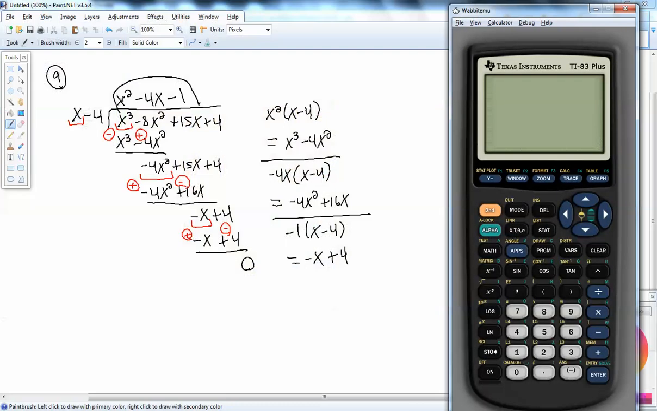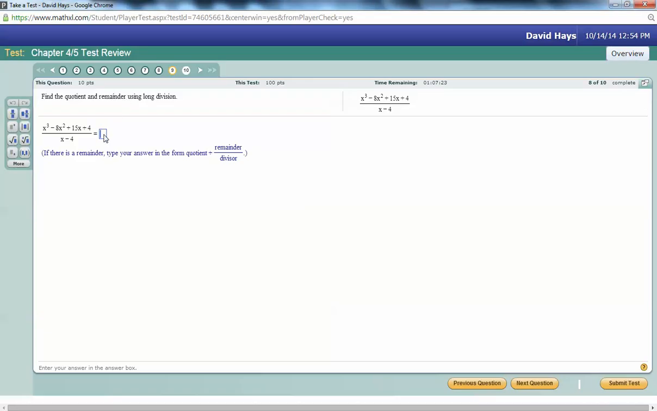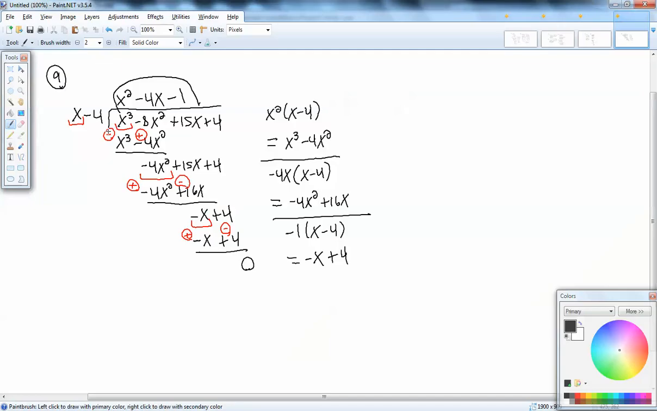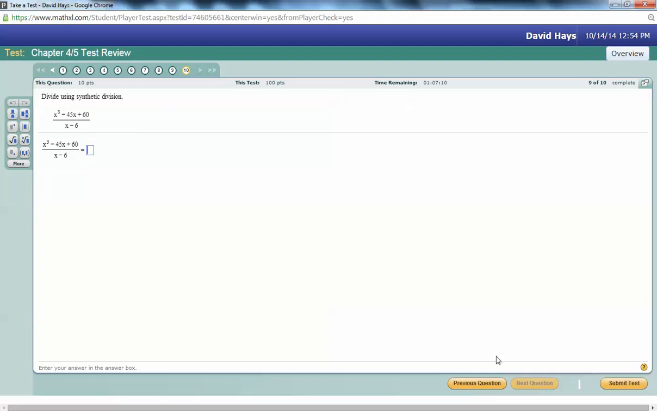So we got x squared minus 4x minus 1. And next question. Divide using synthetic division.